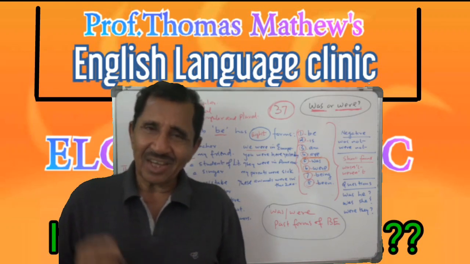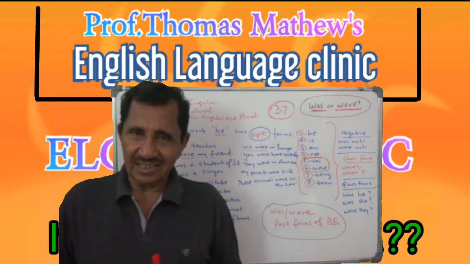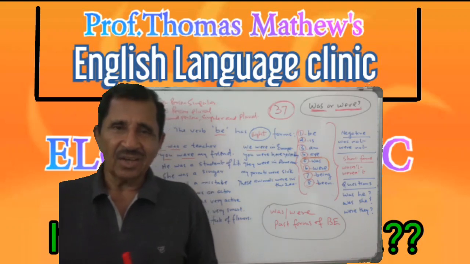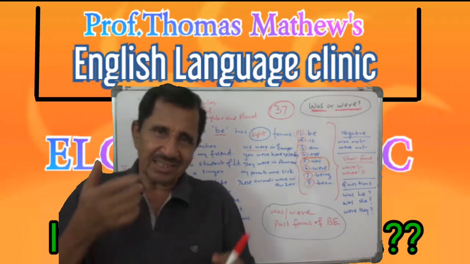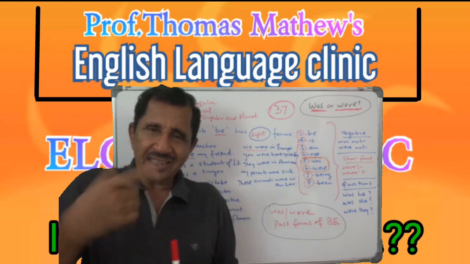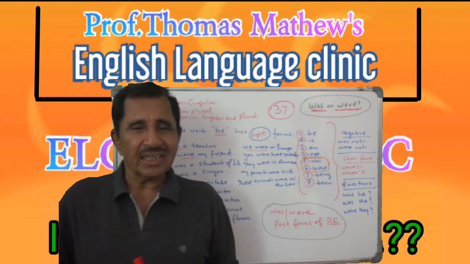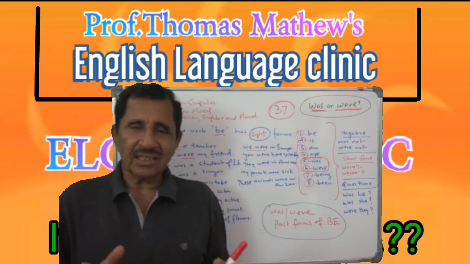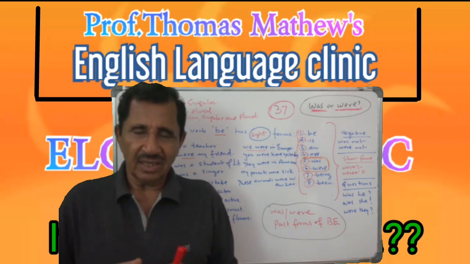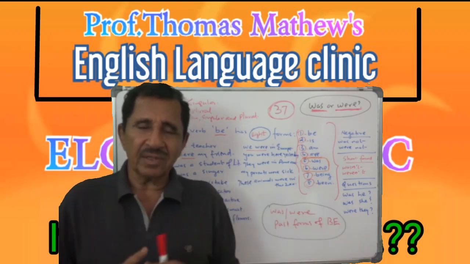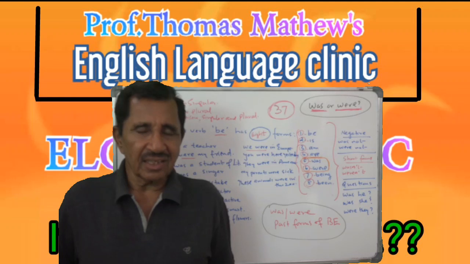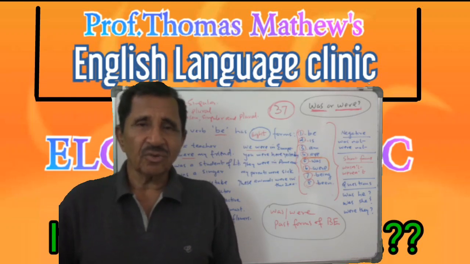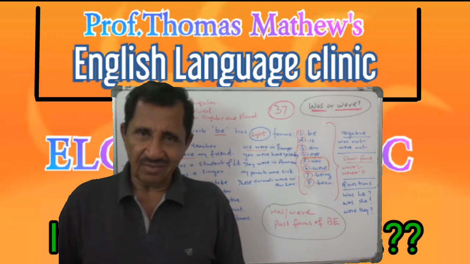I was a teacher. Then, was I a teacher? That you will be asking yourself. But if you are asking a second person, you should say, were you a teacher? So start the sentence with was or were. Then what will happen is, you get a question. What kind of question? Yes, no question. Very clear.